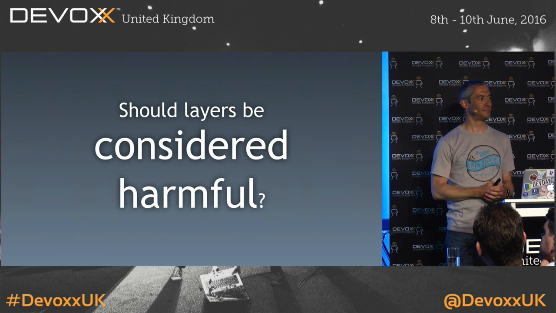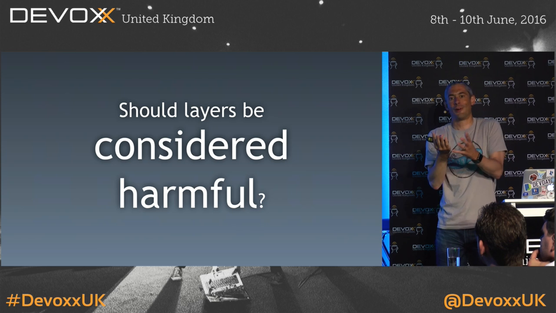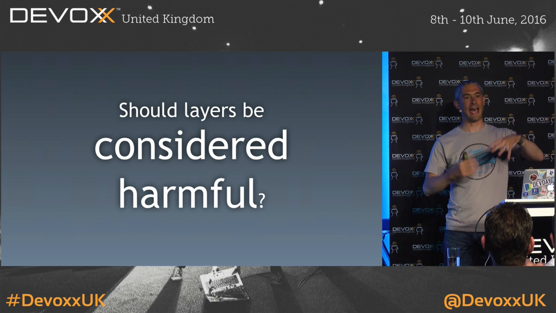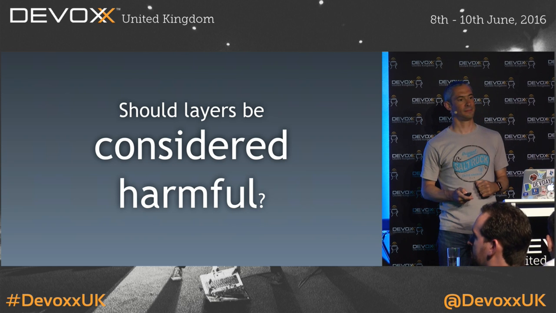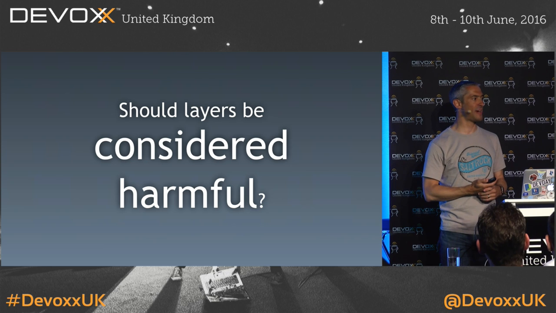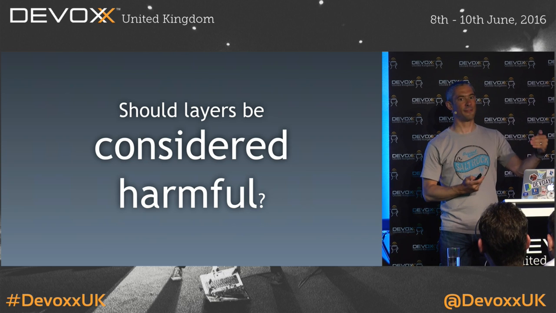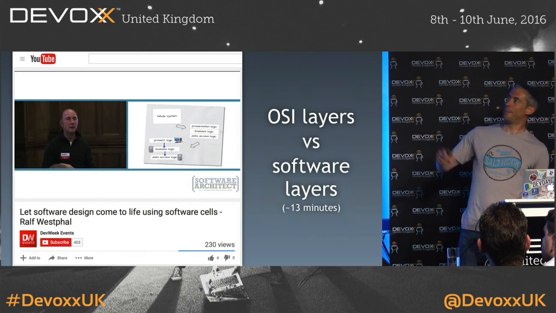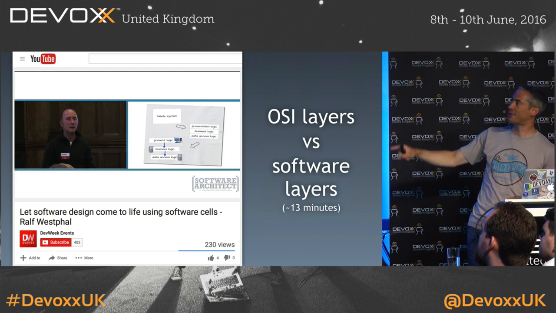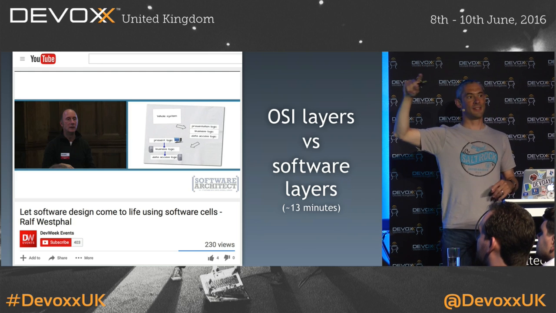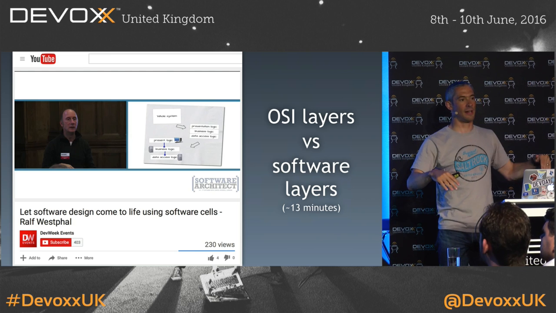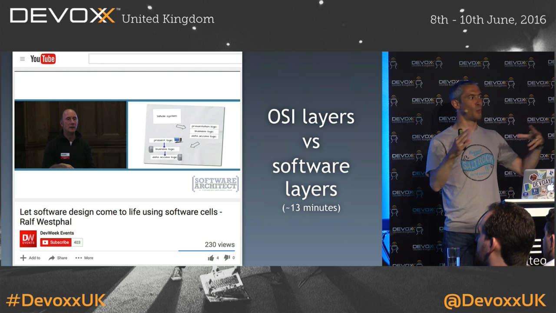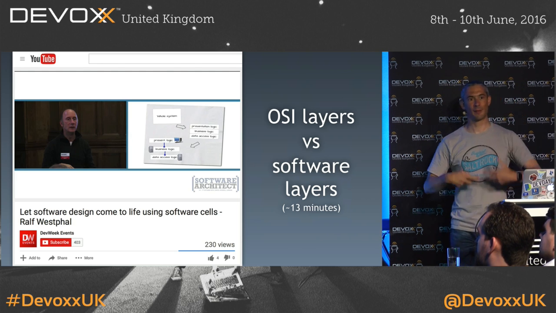The whole layers thing, is that bad? Should we be considering layered architectures as evil or harmful? And I think that's a bit of a stretch, an exaggeration, but one of the key concepts here is that our layers are not really the same as other layers. If you look at something like the OSI networking stack with the 7 layers, those layers are very, very different from our controllers, services, data access layer thing. There's a great talk by Ralf Westphal. If you skip to about 13 minutes in this talk, he does this whole comparison between software layers and OSI layers, and they're totally, totally different. And that's one of the reasons some of our layered architectures don't work as well as we think they should. We're applying the wrong patterns, essentially.